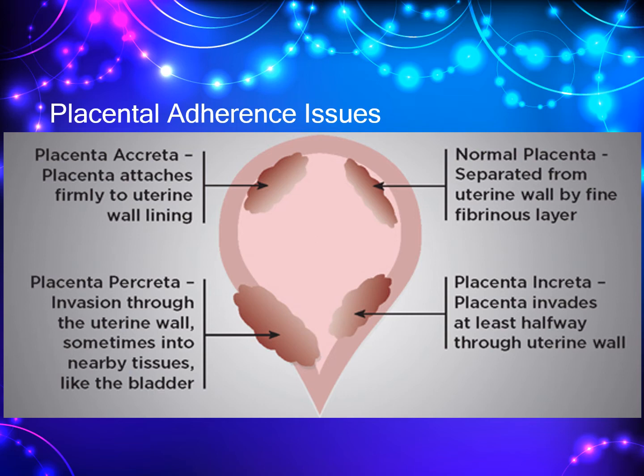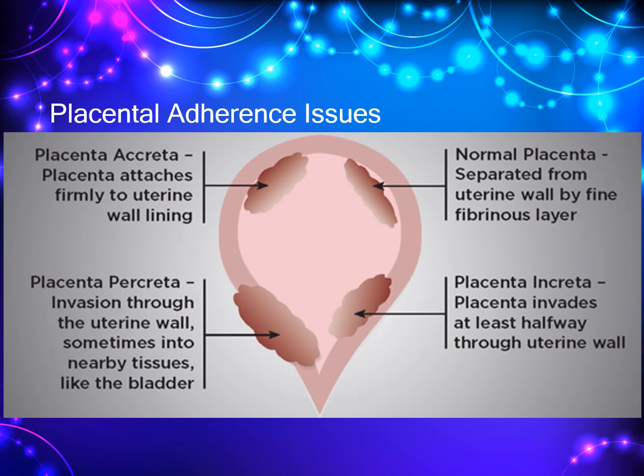Placenta increta, the myometrium is invaded, so we have deep penetration of the myometrium. Placenta percreta, the myometrium is penetrated along with the uterine serosa, possibly involving adjacent organs, such as the bladder. Risk factors for placental adherence issues are placenta previa, prior uterine surgery, endometrial defects, submucosal fibroids, multiparity, and older maternal age.